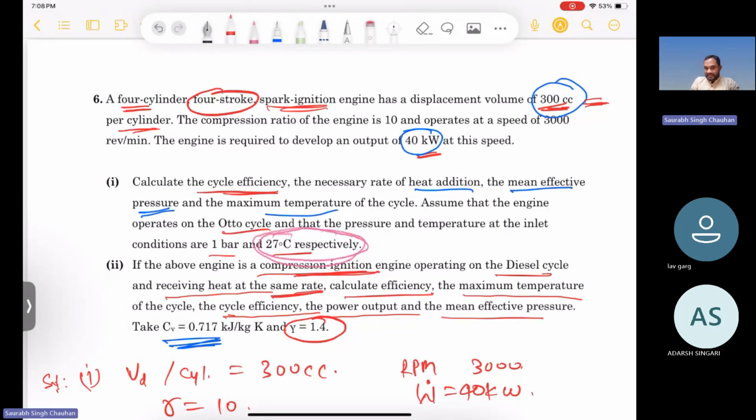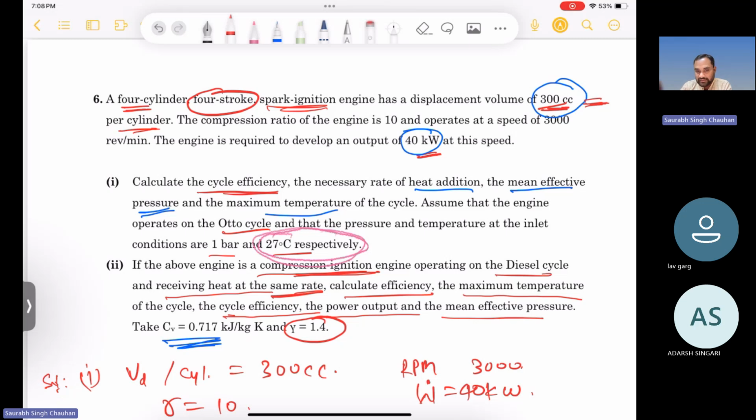The hints are the same. Whatever steps you have followed, the same steps will be there, but the only extra thing will be the cutoff ratio. And you know how to find the cutoff ratio, right? That process is which process? That will be a constant pressure process, right? Yes, sir. So that is the only difference.